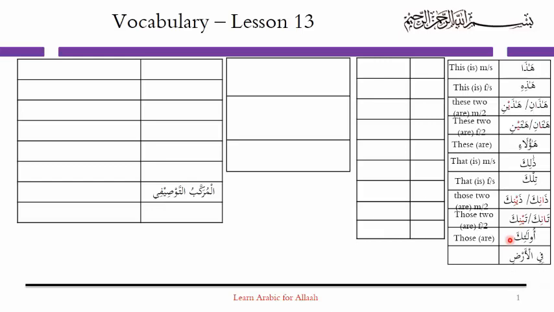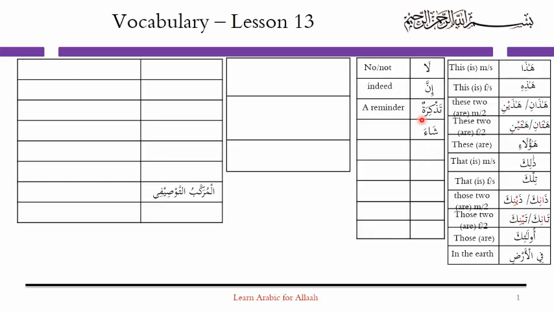Fil ardi. Notice this is majrur bi kasra because it has a harful jar in front of it. Fil ardi means in the earth. La means no or not. Inna means indeed. Tathkiratun means a reminder. Inna hadhihi tathkira. Indeed, this, hadhihi, is a reminder. Right? It is a reminder.